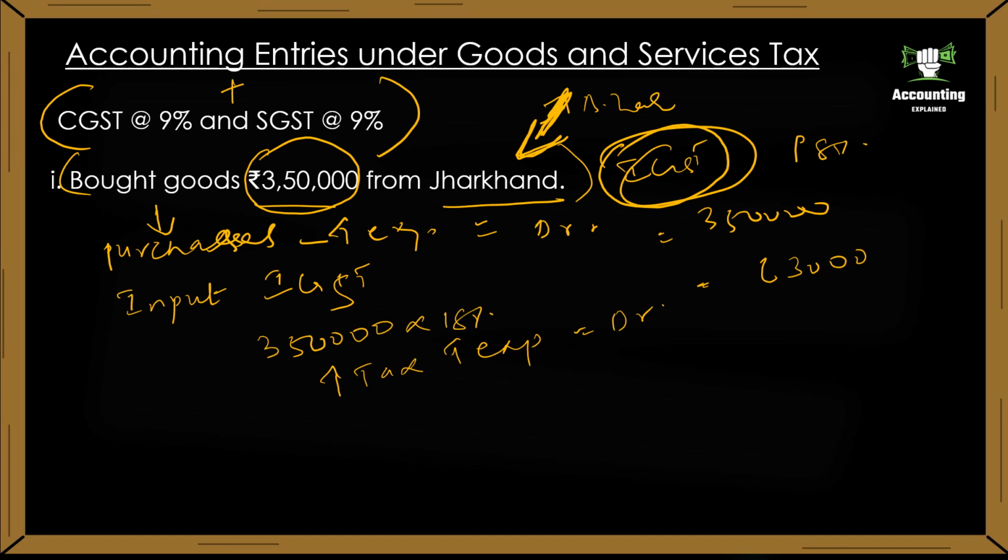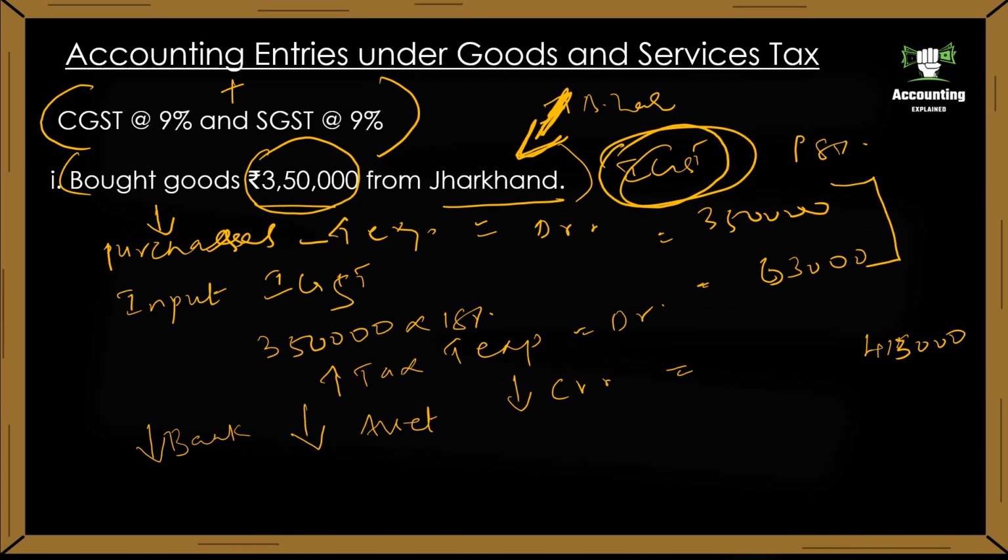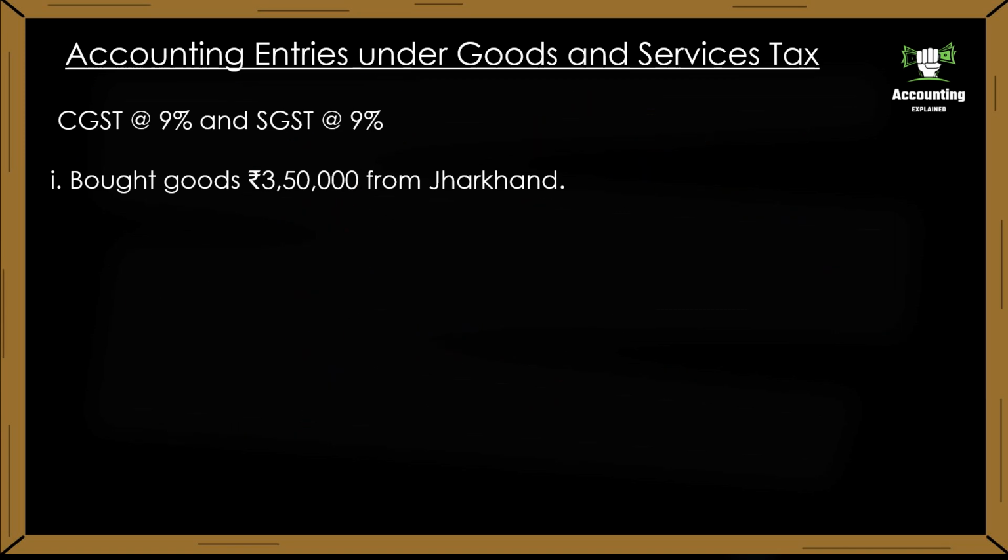When you give a cheque, your bank balance decreases. When your bank balance decreases, your asset value also decreases. When the asset decreases, we have to credit it. So what amount do we credit? 3,50,000 plus 63,000 is 4,13,000.